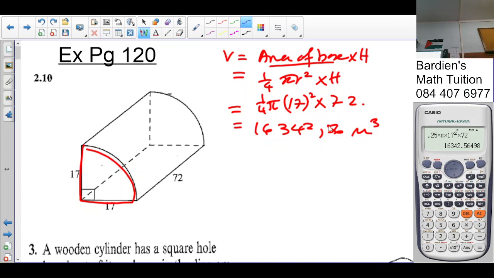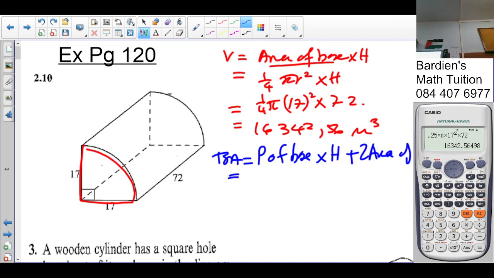I'm going to work on the total surface area. How do you calculate total surface area? Perimeter of base times height plus 2 area of base. Okay. So that is simply going to be, if I work out the perimeter, a quarter of the circumference of the circle. Not so? Yes. How do you work that out? How do you calculate the circumference of a circle? 2 pi r. So I divide by 4, or 4 times 2 pi r. What's my radius?